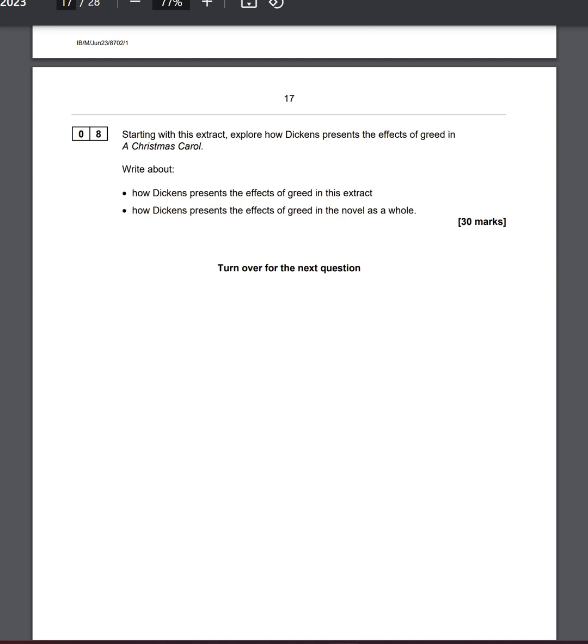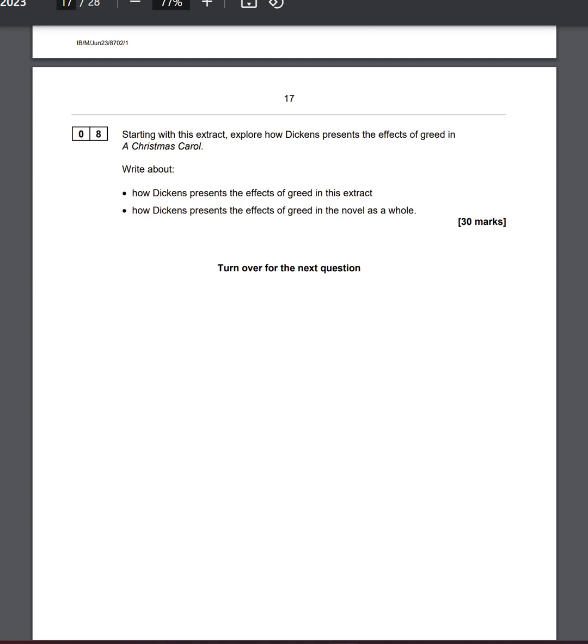We've got our clear focus, we're then thinking about our evidence. What quotations can we use? What writers' methods are then used in those quotations? How can we analyse those quotations? What are they telling us? Why has Dickens done it? And then finally, some more writers' intentions wherever we need to, flowing throughout our answer.